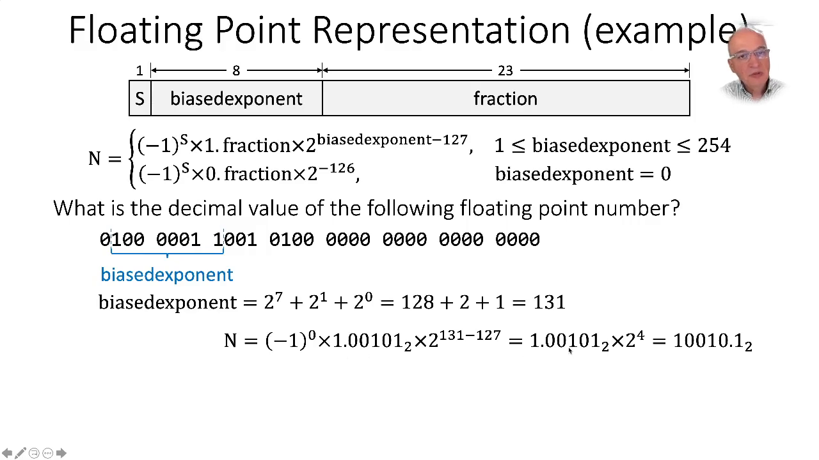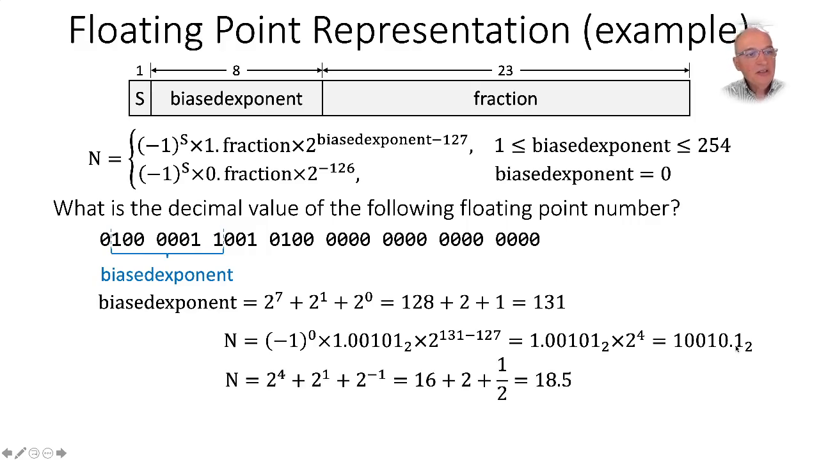And when I do the multiplication to find the number, I have a 2 to the 4 here because 131 minus 127 is 4. So what I have is that my number is binary 10010.1, which is 2 to the 4 plus 2 to the 1 plus 2 to the minus 1, which is 16 plus 2 plus 1 half, and this is 18.5.